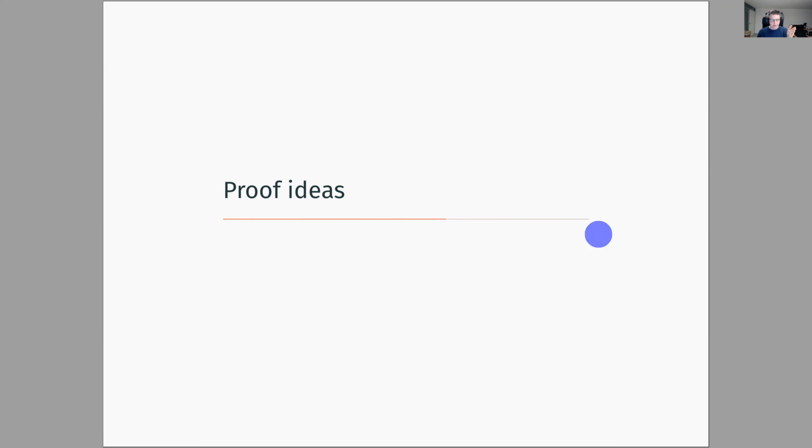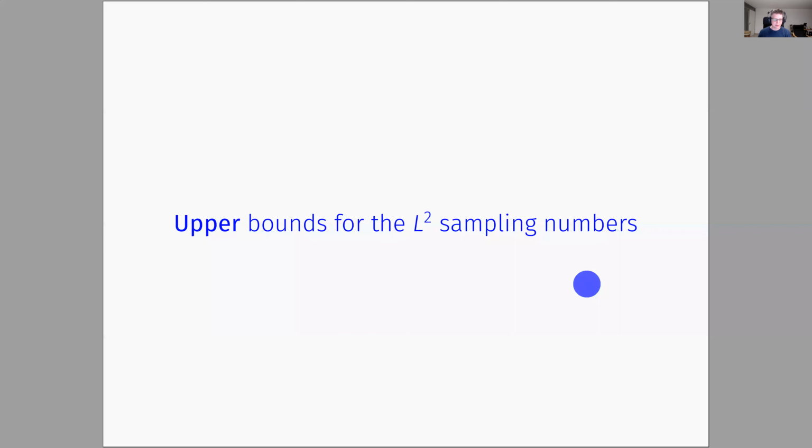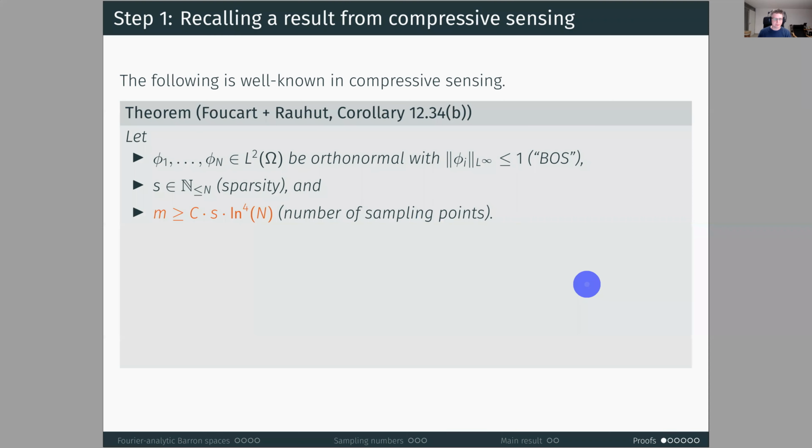Okay, the proofs all rely on one very nice result from compressive sensing that probably many of you are familiar with. But for the sake of completeness, I will recall it also because it is quite nice. And this is basically a sampling result from compressive sensing for how well one can recover from point samples a sparse linear combination of a bounded orthonormal system.